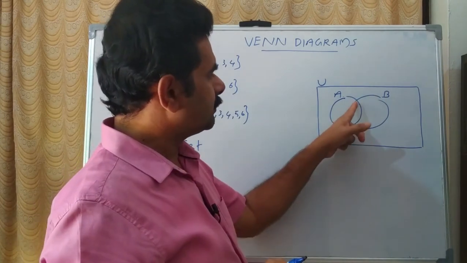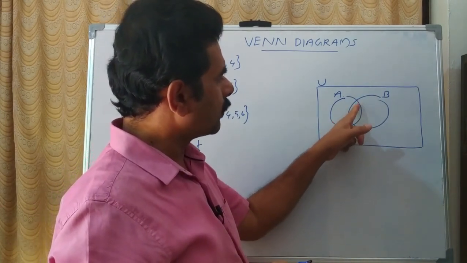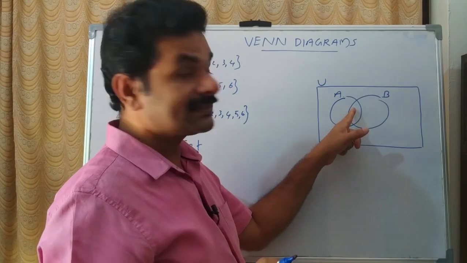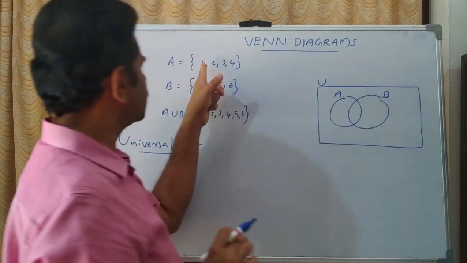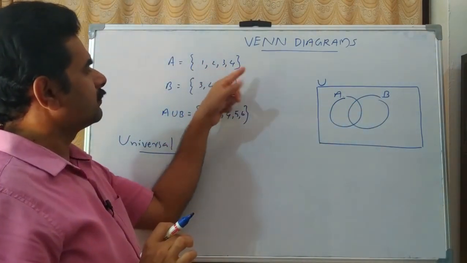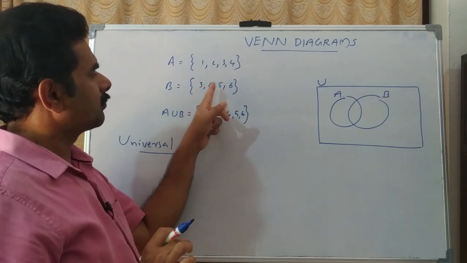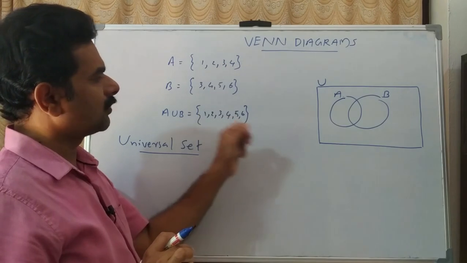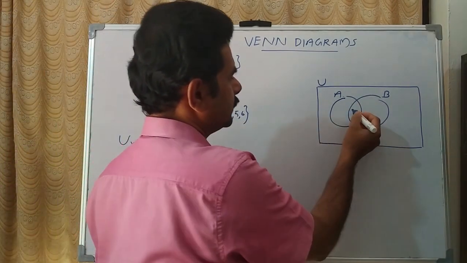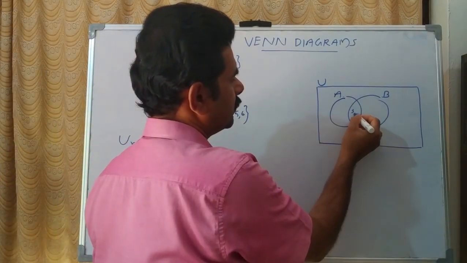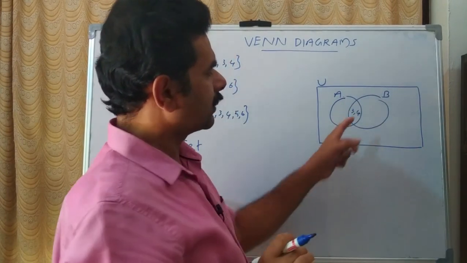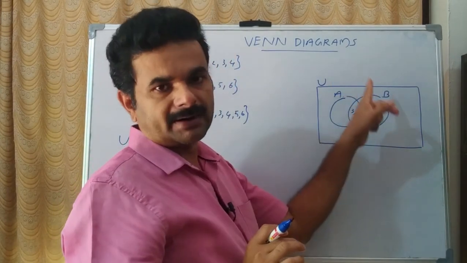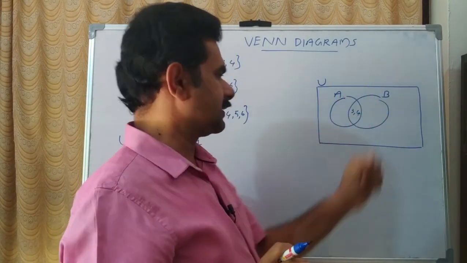Because what is this part? This is common for both A and B. That is the intersection part. In this question, A is equal to 1, 2, 3, 4. B is equal to 3, 4, 5, 6. Their common parts are what? 3 and 4 are common. That is 3, 4 here. 3 and 4 can be seen in the common part, which is the intersection of both sets.